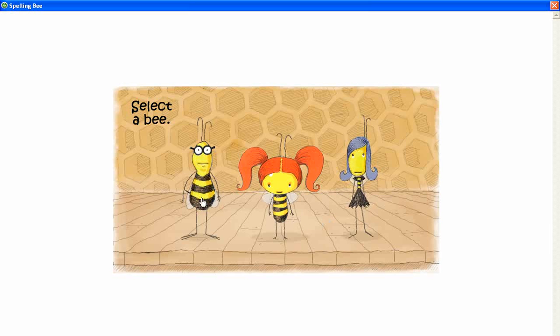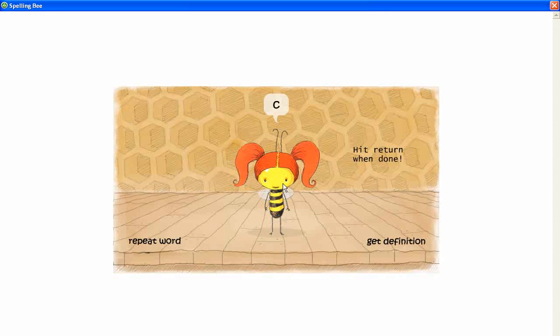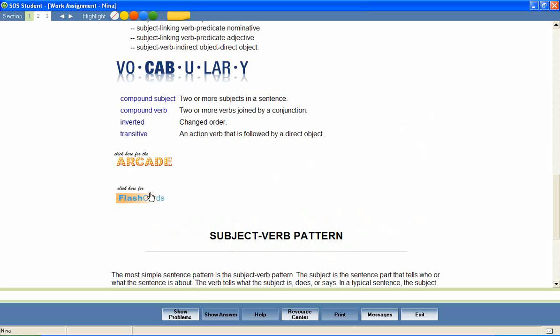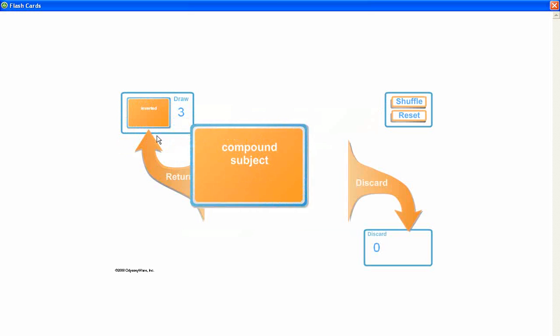Let's look at a sample. Spell the word compound verb. C-O-M-P-O-U-N-D-V-E-R-B. Flashcards allow students to easily review the words and their definitions.